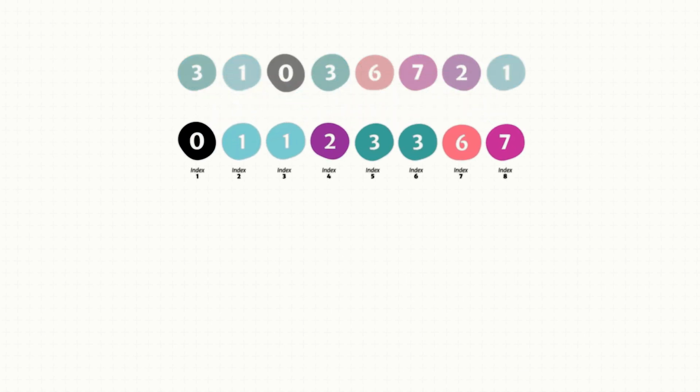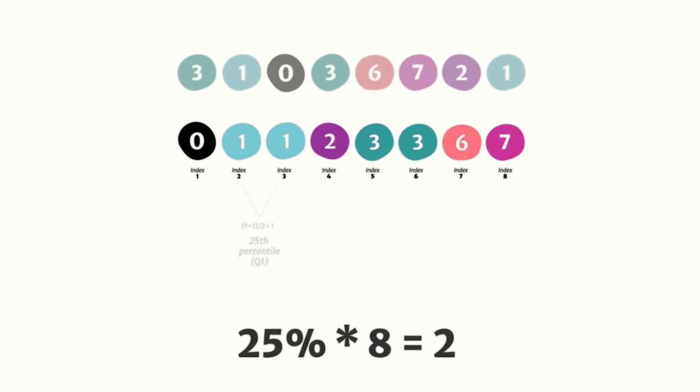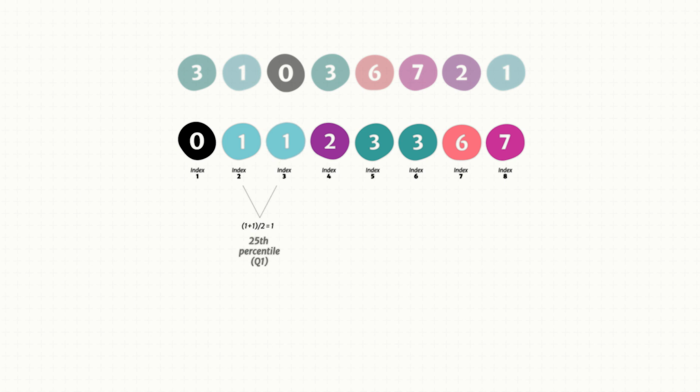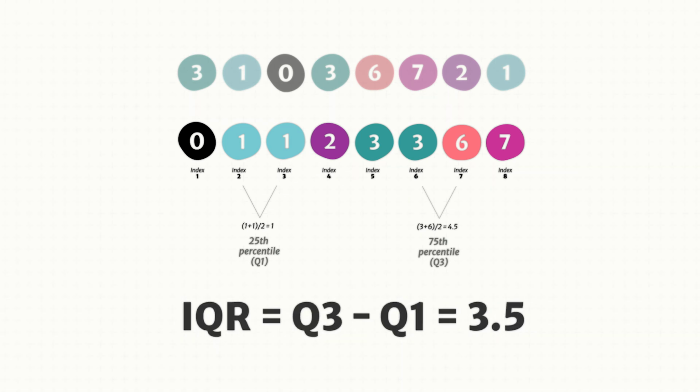Since we have 8 data points, to find the location of the 25th percentile, we simply take 25% of 8, and that's the second index. And we take the mean of the second index and the index that follows. For the 75th percentile, we take 75% of 8, and that's the 6th index. And so we take the mean of the values in the 6th and the 7th index, which gives us 4.5. The IQR is simply the difference between these two percentiles, which is 3.5.